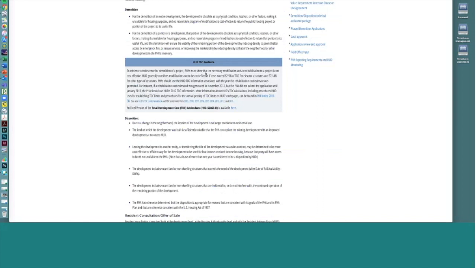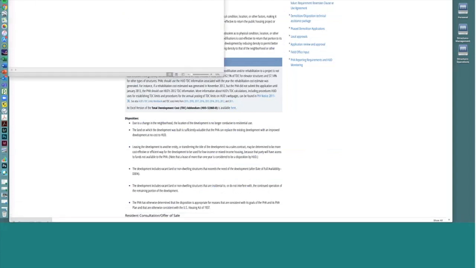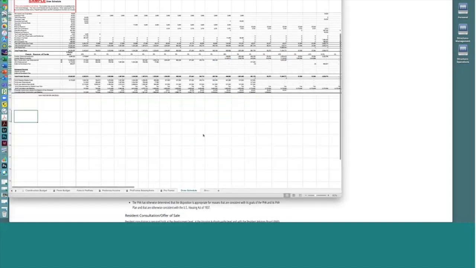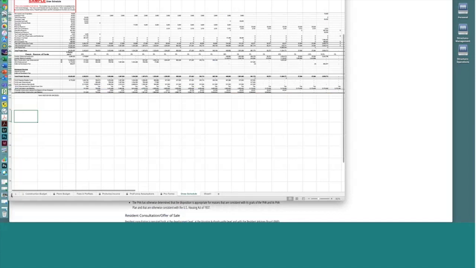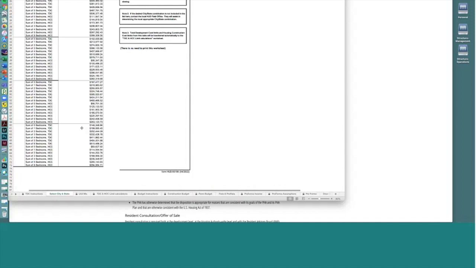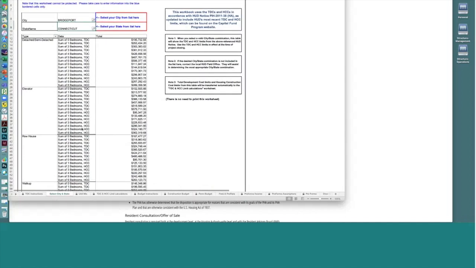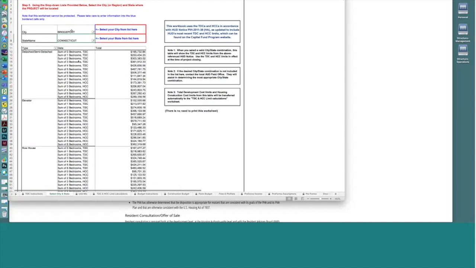The other useful tool that I want to share with you is also available on the SAC website. It's here, the link says HUD's TDC Limit Workbook. If you click on that, it will download an Excel file. I'll launch that file, and you'll see this spreadsheet that has quite a few tabs in it. I'm going to go over here to the Select City and State tab. This is the first tab that you would input information in.